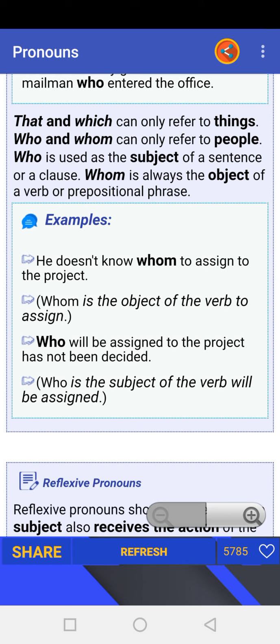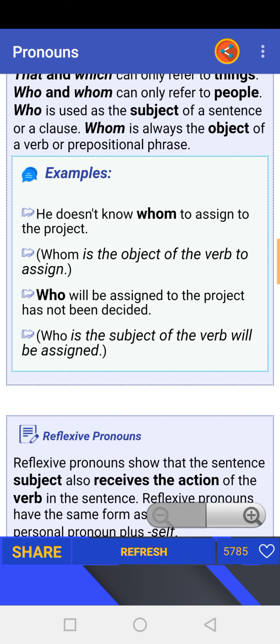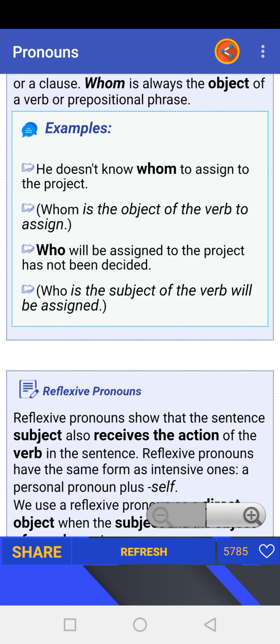For example, he doesn't know whom to assign to the project. Whom is the object of the verb to assign. Who will be assigned to the project has not been decided. Who is the subject of the verb will be assigned. So here who is used as the subject and whom is used as the object.